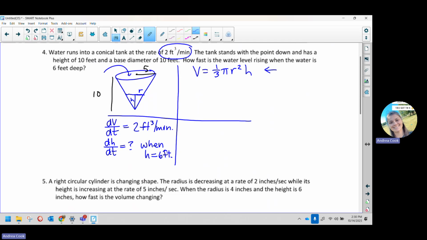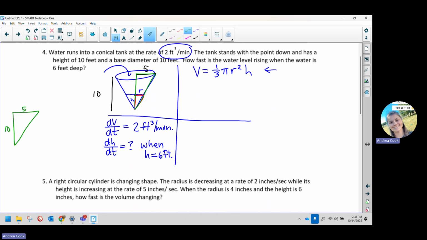Lucky for you, a cone has similar triangles in it. Do you see this triangle here? And then do you see the other one? Isn't that a curve? Not if you're going straight down the cone. So the big triangle here, this is 10 and this is 5.